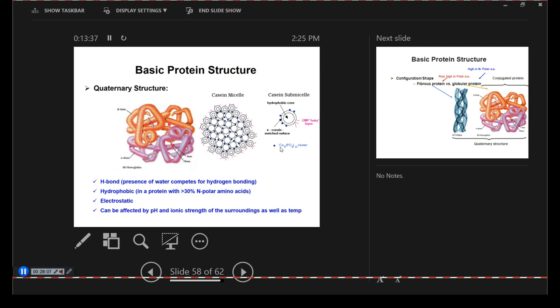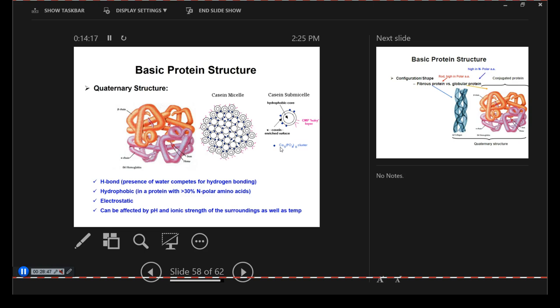So the type of bonding that can stabilize a quaternary structure can be hydrogen bonding, hydrophobic, and, like I said, when the percentage of hydrophobic residues is high, then you tend to have a degree of hydrophobicity that's stabilizing a quaternary structure. Electrostatic as well, and oftentimes you also have disulfide linkages that stabilize a quaternary structure. And I'll give you examples for soy protein later on when I cover that part as well.